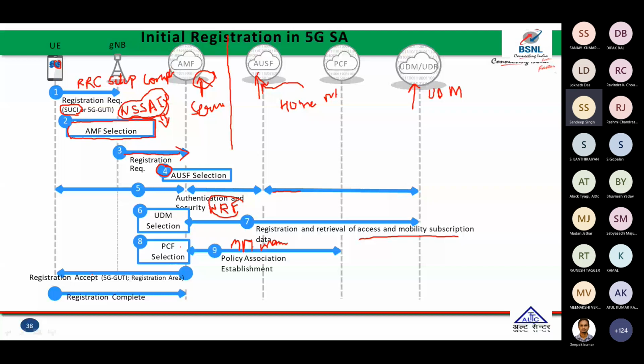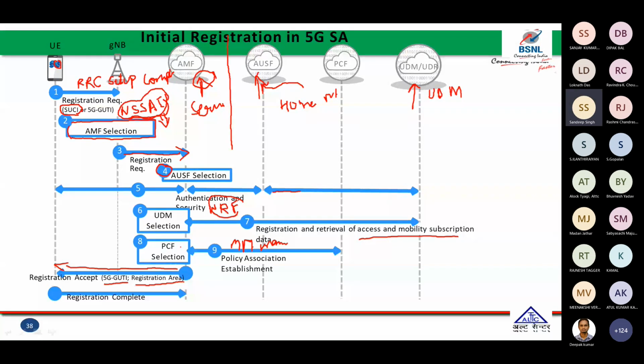In that registration accept, there is information, that is the 5G GUTI, and also there is a registration area. Registration area, if we compare with 4G, is like the MME pool ID, you can say. The MME pool ID is a group of tracking area IDs, right? A group of MME IDs is known as the MME pool ID. So there are two things.